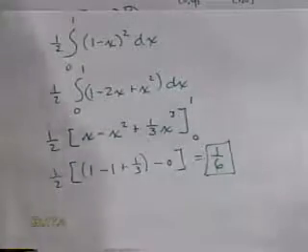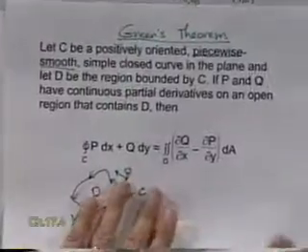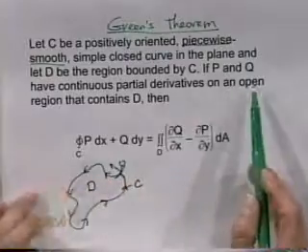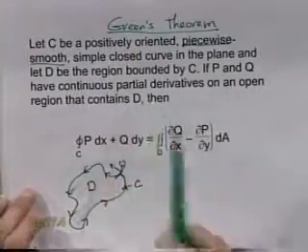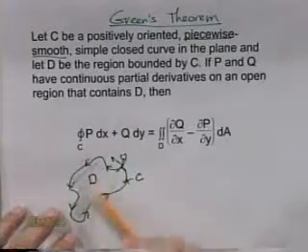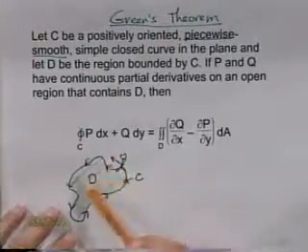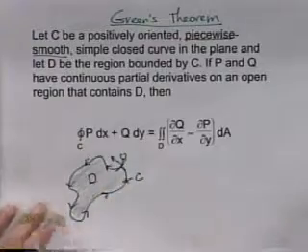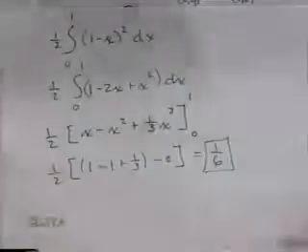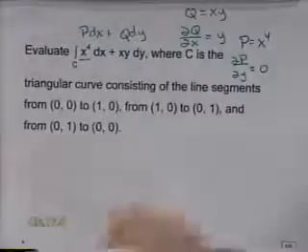Notice, each time you must make sure that you have continuous partials on the open region that contains D. So you have to look at your partials and make sure that they're defined continuously all over that region, not just along the curve, also in the region. Okay, let's look at another one. Next one.